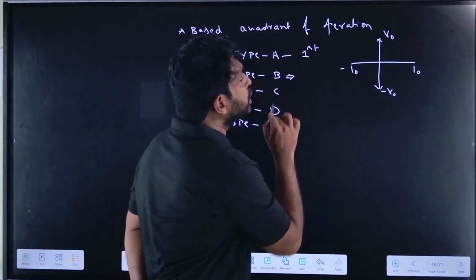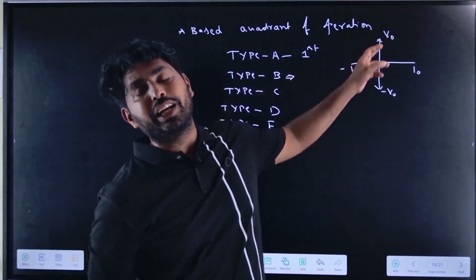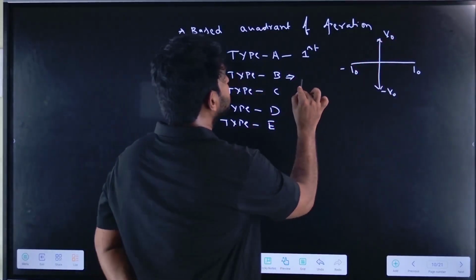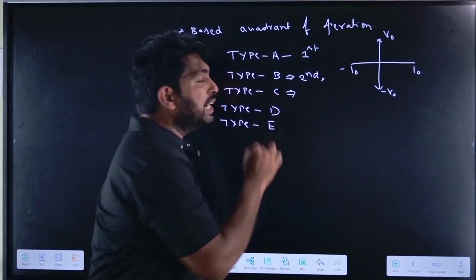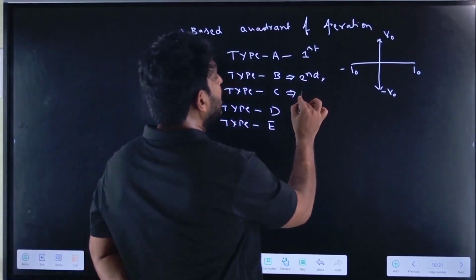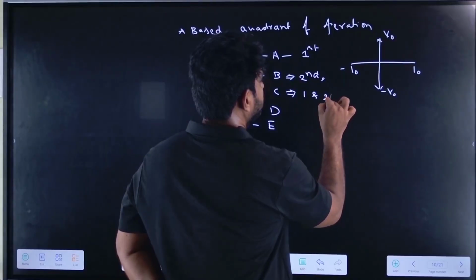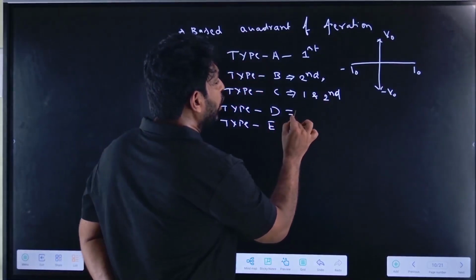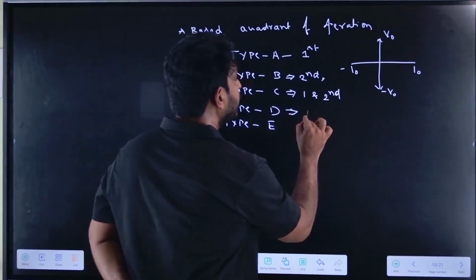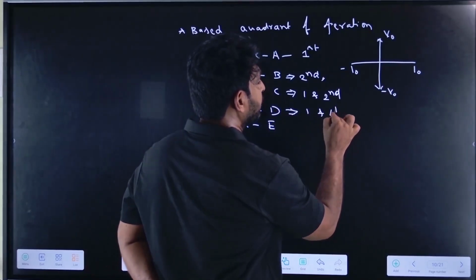For the type B chopper, V0 is positive and I0 is negative, so it is operating in the second quadrant. Then the type C chopper will operate in the first and second quadrants. In both the quadrants it will operate. The type D chopper will operate in the first quadrant and fourth quadrant.